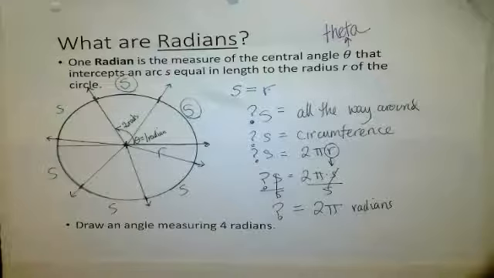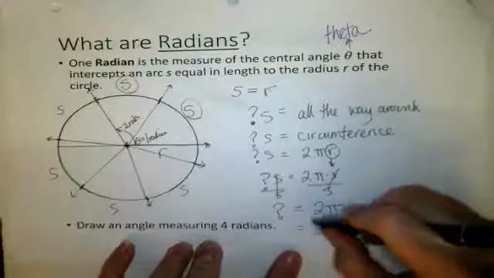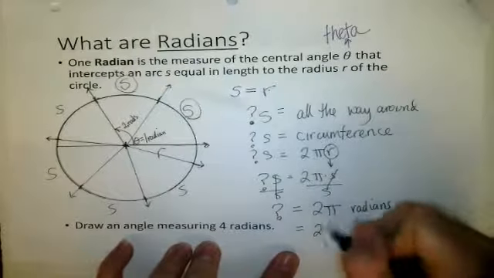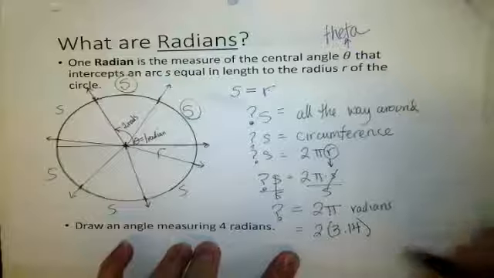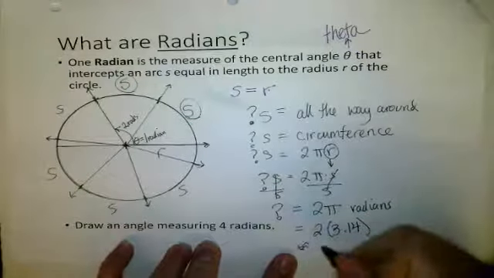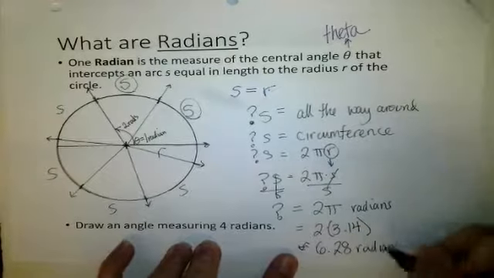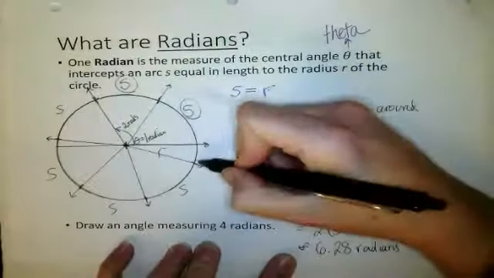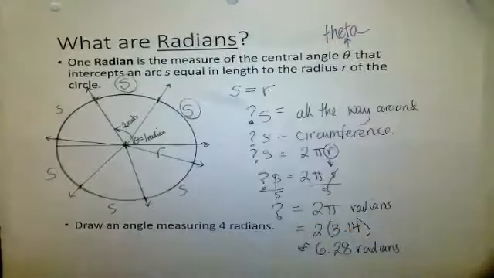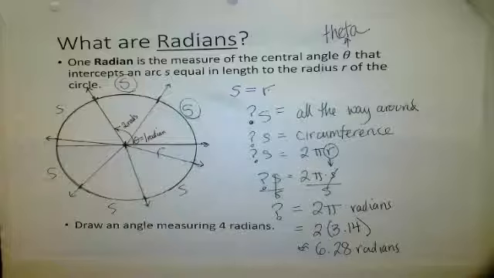Ladies and gentlemen, what is pi? 3.14. And what is 2 times 3.14? About 6.28 radians. 6-ish. 6.28-ish radians get us all the way around the circle. I will never use 6.28, but you have to understand that pi is a number.